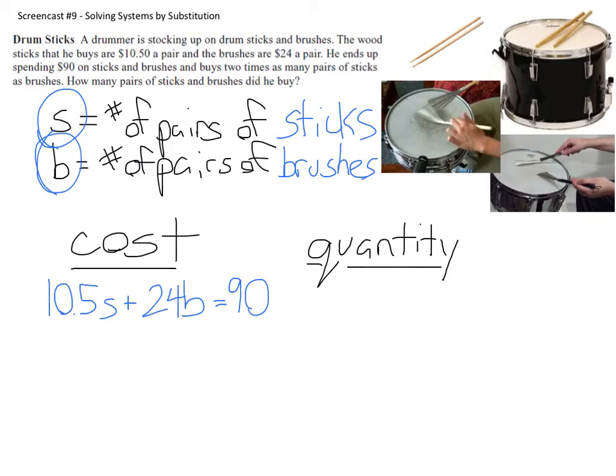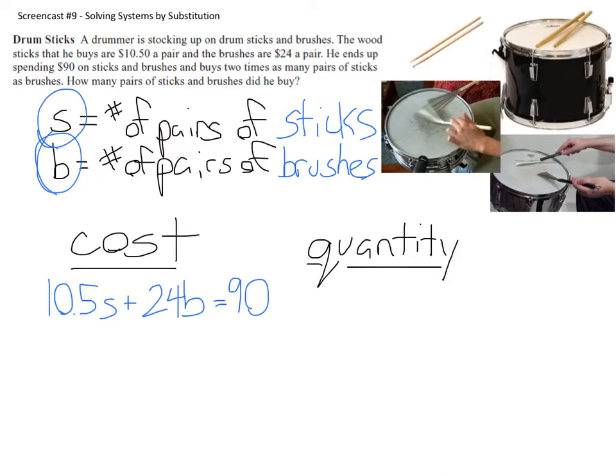And that one is a little bit more, well, challenging. I don't know. Let's find out. Where in here does it talk about not necessarily how much it costs to buy the sticks and brushes, but rather how many sticks and brushes were bought? Right here. He buys 2 times as many pairs of sticks as brushes. Now, deciphering that takes a little bit of logic.